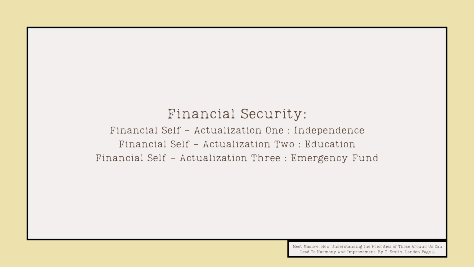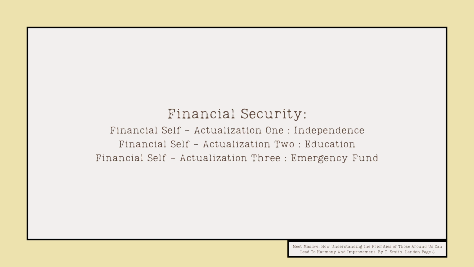Financial self-actualization 1: Independence. Being reliant on others keeps you from stepping out on your own. If somebody else is paying the bills, that person can decide what they're paying for. Is your character willing to step out from the control of another to achieve their goals?